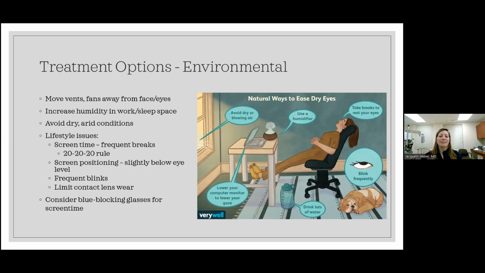And blue blocking glasses are trying to minimize how much of the blue light from the screen is coming into your eyes. Now, from a dryness standpoint, the blue blocking glasses don't really limit dryness. You still need to blink a lot, you still need to take frequent breaks. But by limiting the amount of blue light, sometimes patients say it makes them sleep easier, it makes their eyes more comfortable and less strained, and sometimes it can limit headaches. So the blue blocking glasses can be helpful for some reasons with screen time.